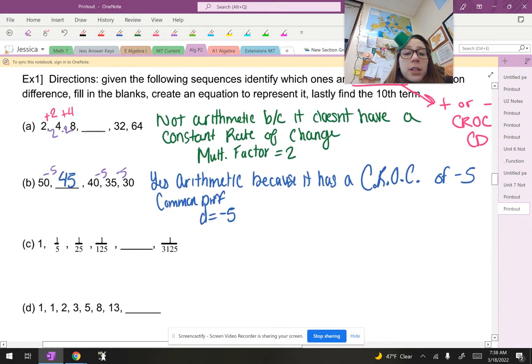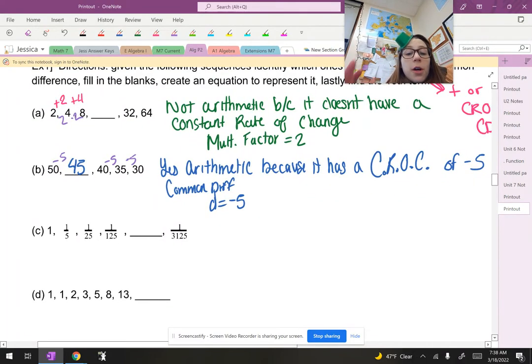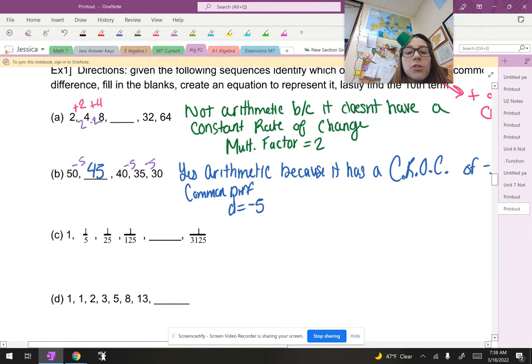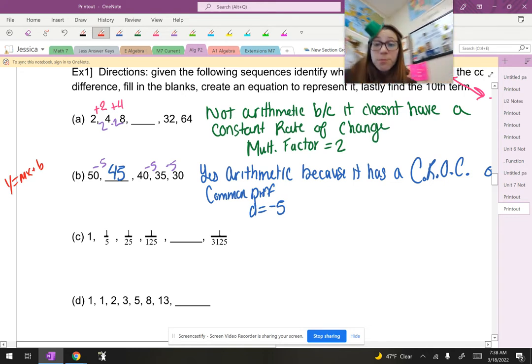Okay, so we filled in the blanks. We need to create an equation to represent this here. So an equation. This is arithmetic. Arithmetic immediately should be going through your head as linear. And when you're thinking linear, the equation that should be going through your head is a y equals mx plus b type equation, where we need the m and the b filled in.